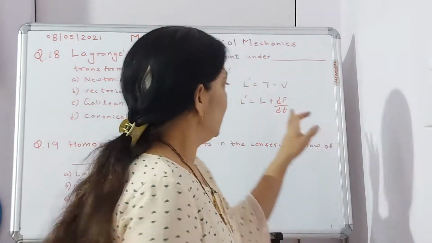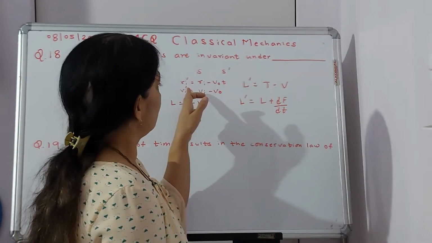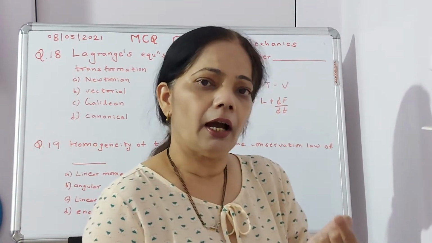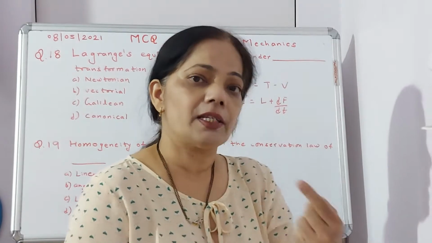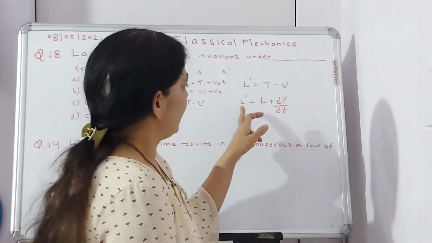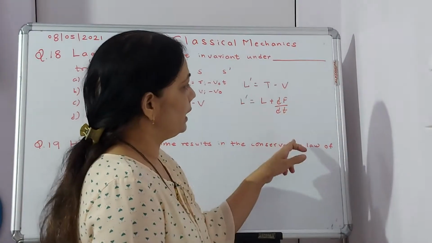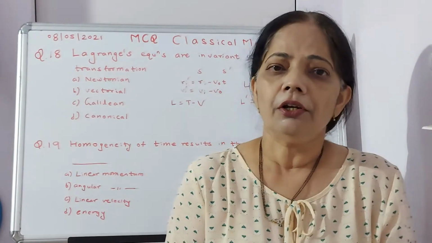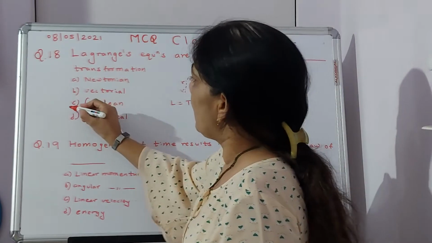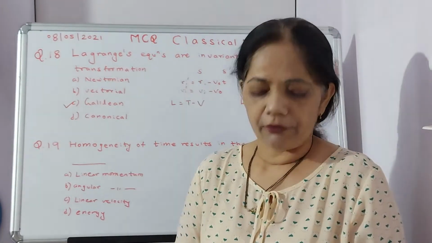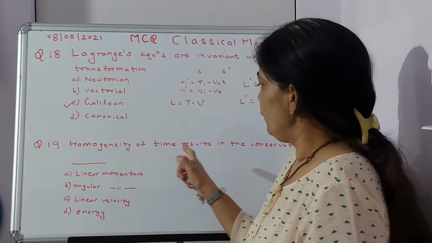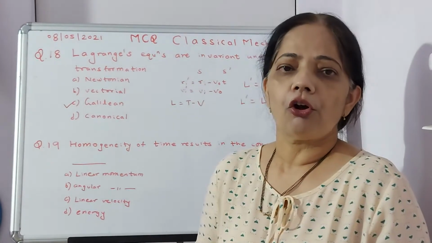Substitute the value of T, where you consider this Vi dash, half mv square. So take half mi vi dash square, and if you put this value, you will get L dash is equal to L plus df by dt, where f is my gauge function, which makes it very clear that Lagrange's equations are invariant under Galilean transformation. A straightforward, simple answer.